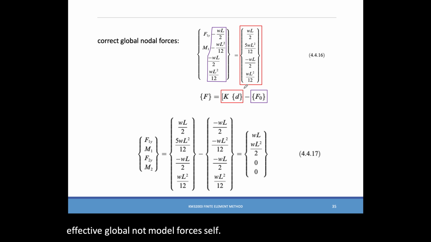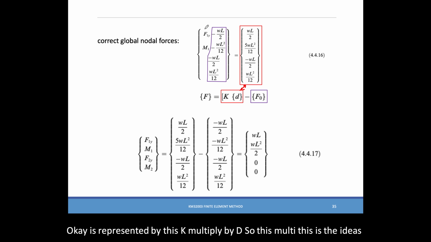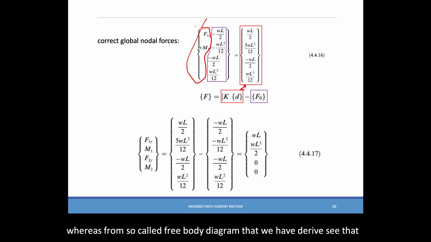So this is the idea, whereas from the so-called free body diagram that we have derived, we would see that this force actually contains two parts. So this particular part is all the forces that you will need to find, as well as the part contributed by the distributed load, and the final part, this is the KD part.